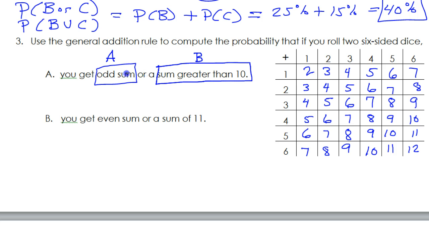Okay, so we want to find the probability of event A or B happening. In other words, you could write it this way. We want the probability of A or B, which is the same thing as writing the probability of A union B. And for both of these, we are going to calculate these probabilities.